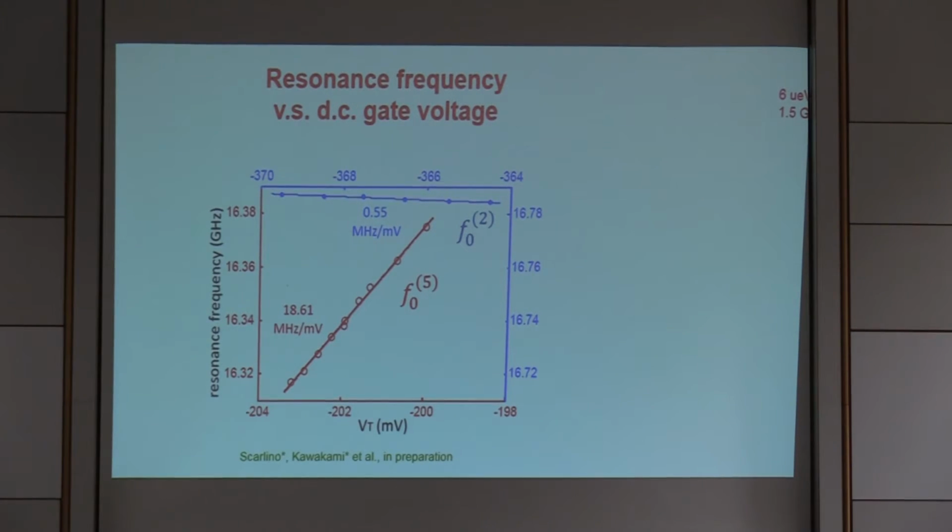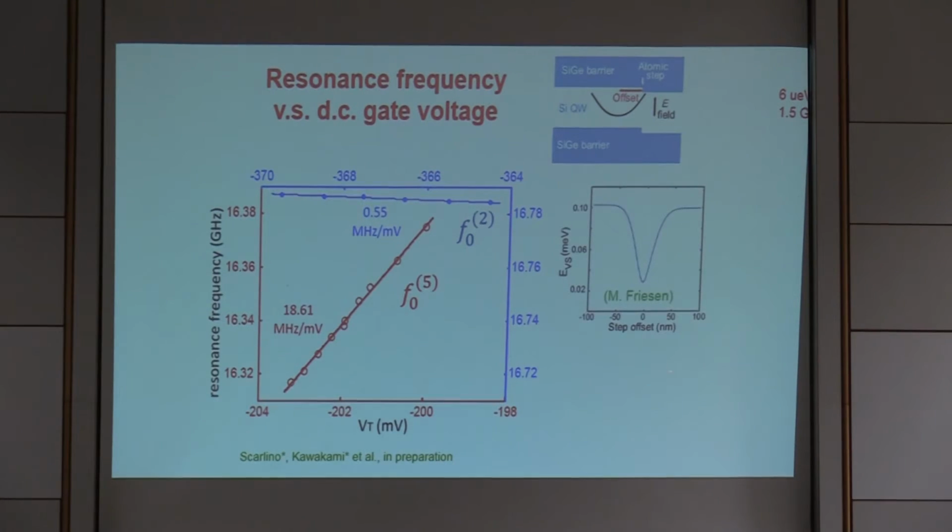And we can explain this by looking at this model, as I showed you before. We believe that our dot is quite close to one of those atomic steps. What has been simulated by Mark Friesen in Wisconsin is that, starting with your dot far away from this step, you can approach this atomic step interface. And if you calculate your valley splitting, it is going to reach a minimum when your confinement potential is right on this step, and then it grows again when you go away from the step. So this resonance, we know, is given by the fundamental spin resonance minus the valley splitting. And this is the reason why it is much more affected by electrical noise.